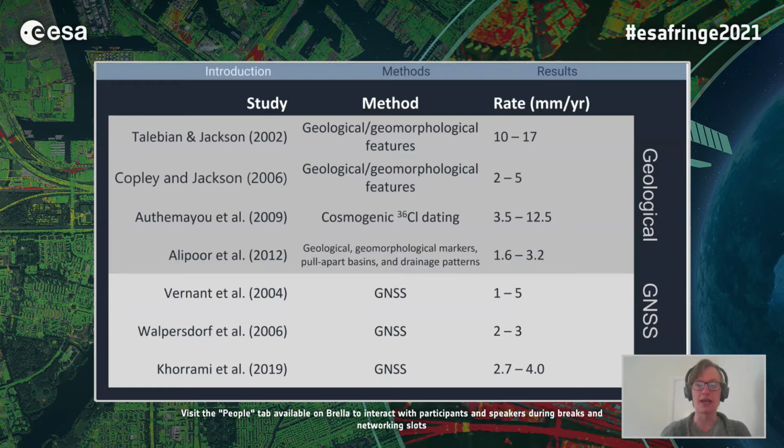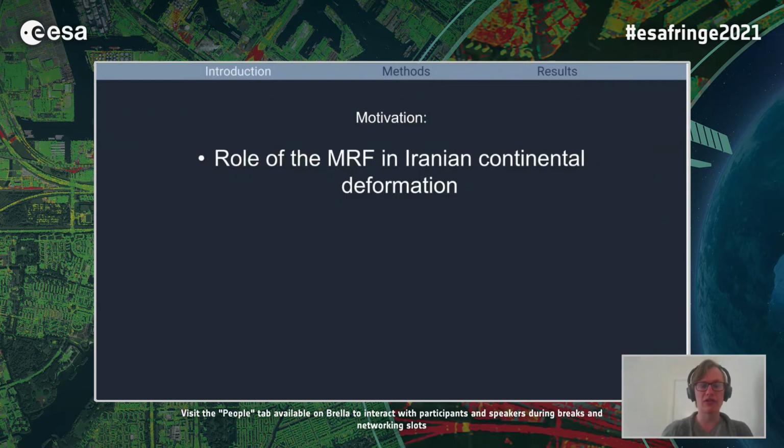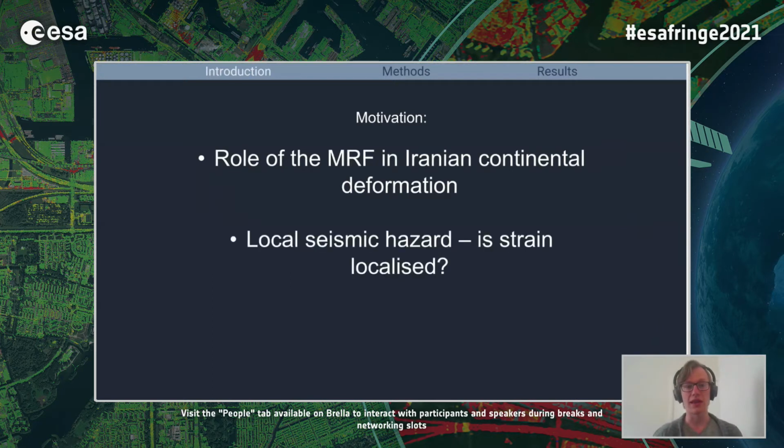And none of these have estimated a locking depth of the fault, for the GNSS, partially due to the sparsity. So we're interested in, firstly, the role of the Main Recent Fault in Iranian continental deformation. Also then the local seismic hazard. So the locking depth gives you an idea of the earthquake potential, but also is all the slip motion on this one fault plane, or is it distributed? Is the fault creeping at the surface at a rate we can actually observe?